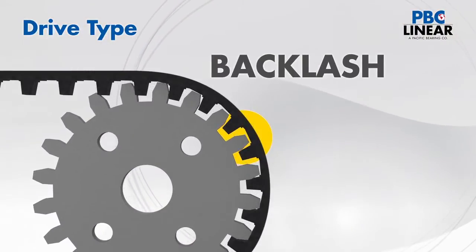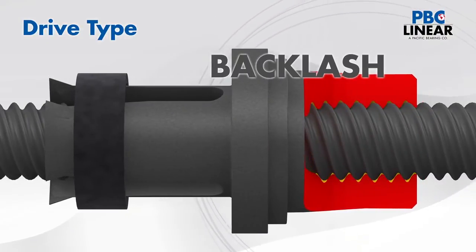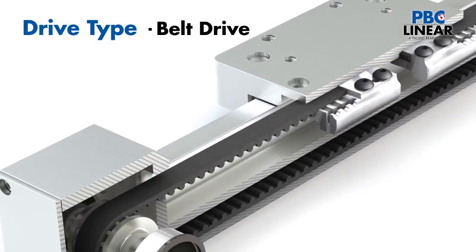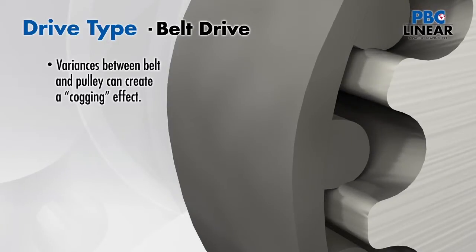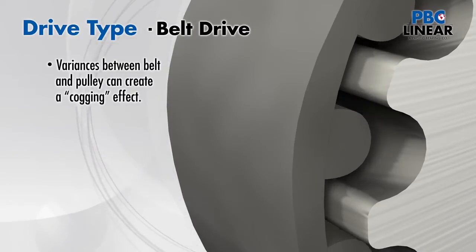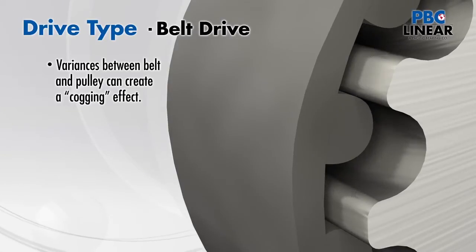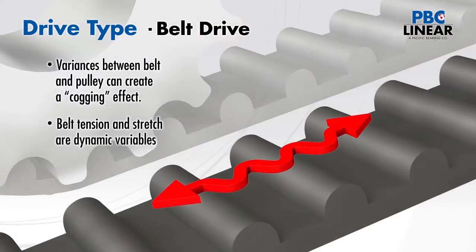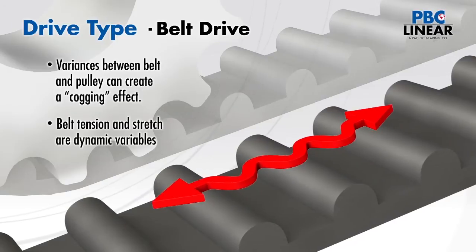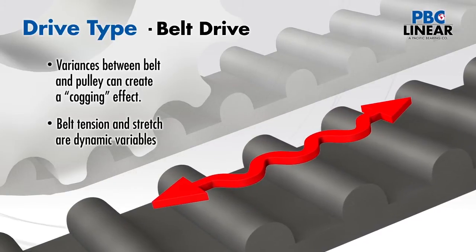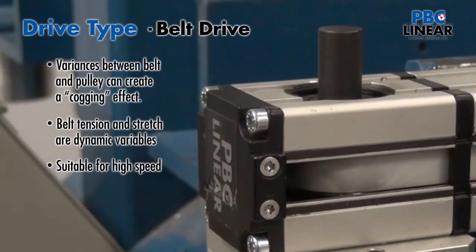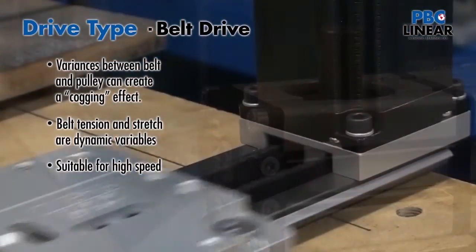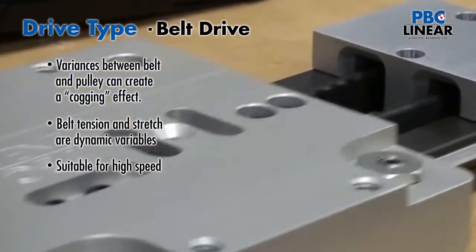Backlash, or the play between moving parts, will have a direct impact on performance. And the range of specifications from manufacturers will vary widely. Belt-driven systems, for example, will have some type of variance between the teeth of the belt and the teeth of the pulley. This can result in a cogging effect that produces inconsistent results. Belt stretch and tension can also change over the life of the system, affecting its ability to return to the point of interest. Because of these variables, belt drives are best suited to high-speed applications that require less accurate repeatability and positioning.